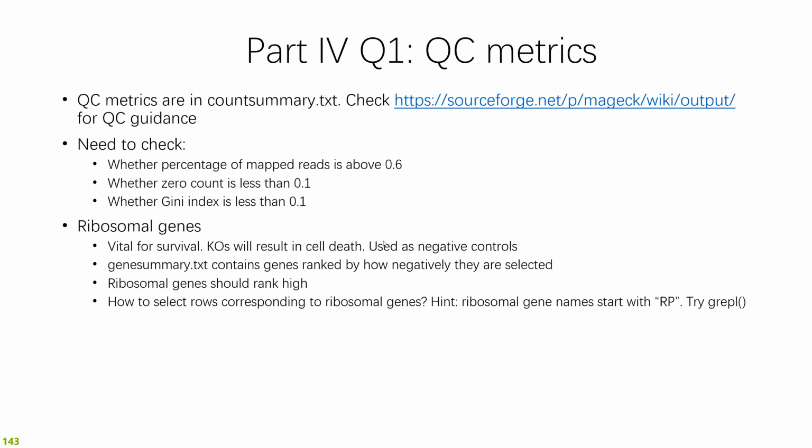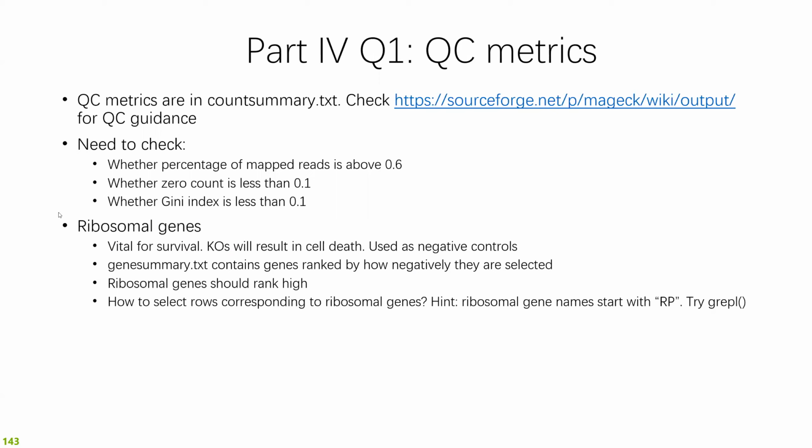So finally, to question 1, we ask you to look at the QC metrics. After running the above commands, you will get QC metrics stored in this count_summary.txt file. And you should check this page for QC guidance. It contains information on which column corresponds to which QC metric.